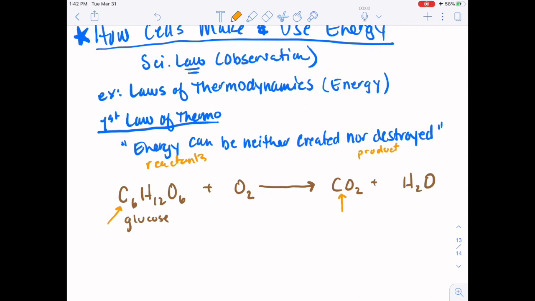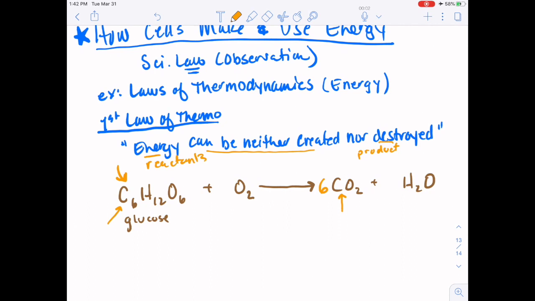And if you noticed that, that is excellent, because this whole idea that energy can be neither created nor destroyed means for us that you can't put 6 carbons into a reaction and not get 6 out. So I gotta do something here. I gotta put a 6 there. Now we're getting 6 carbons on this side, and we have 6 over here.